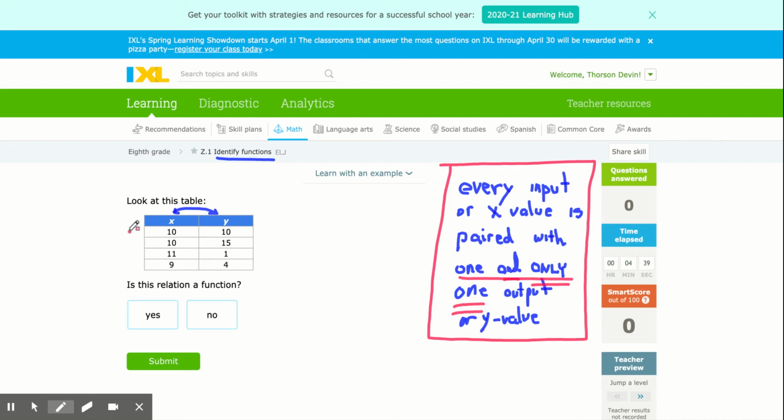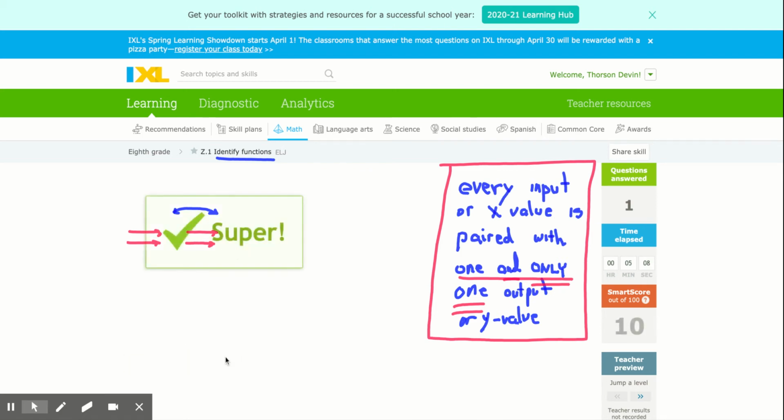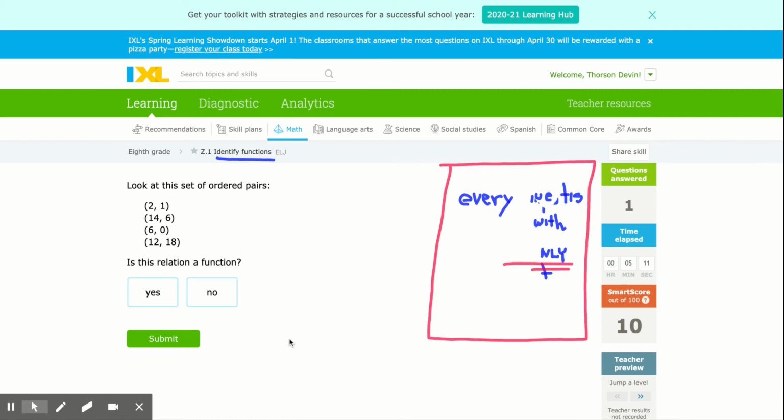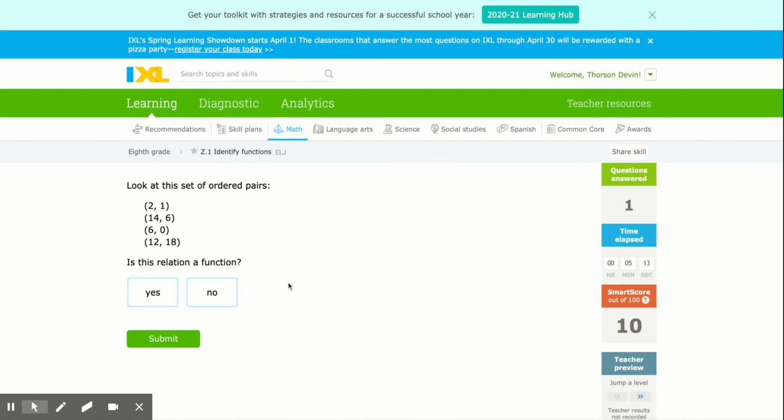So if you'll notice here, this 10 that's paired with a 10, in the second row, that same 10, the same number, is paired with a different number, 15. So this 10 value can't be replicated. I can't have two 10s, one being paired with one number and the other being paired with another. So this is not a function. And that's simply it. We're going to always be looking down this column of x's to see if it's paired with multiple y's.